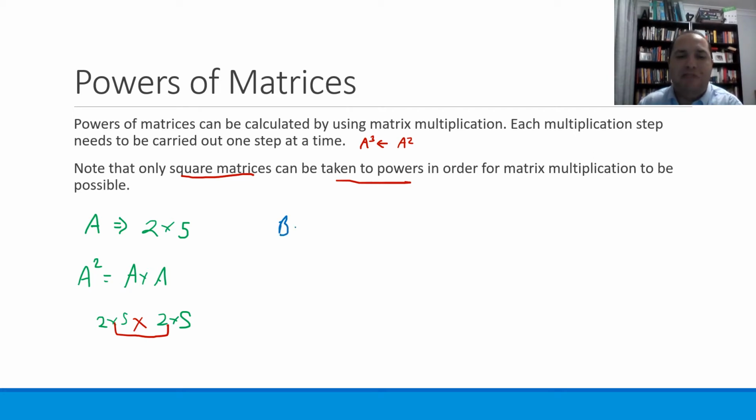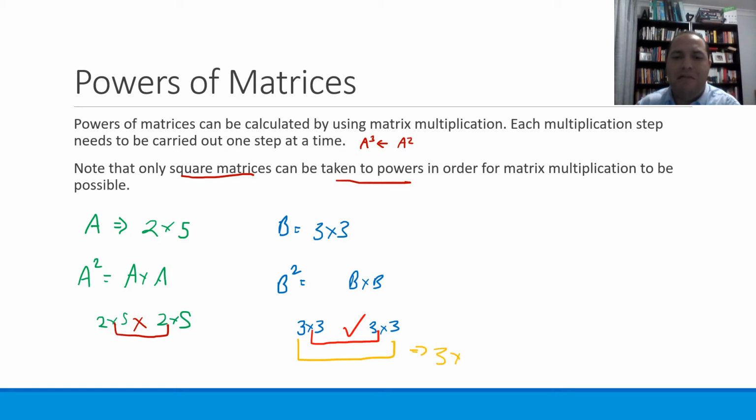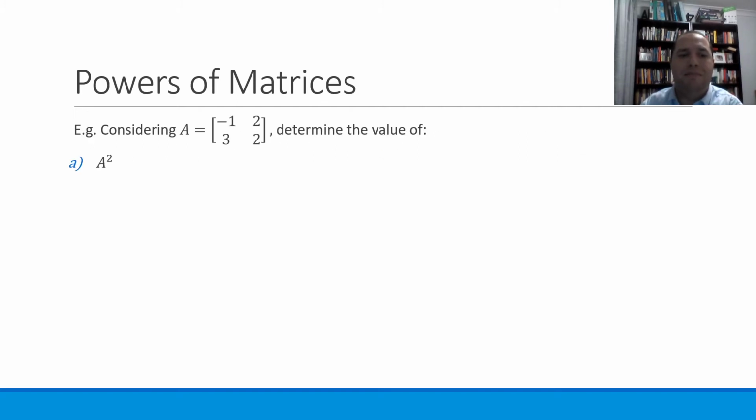Let's say we have another matrix B, which is 3 by 3. B squared is the same as B times B. Our order will be 3 times 3 for our first matrix and 3 times 3 for our second, and look at that, the middle numbers are the same, so we can do matrix multiplication here. When we do it, the order of our answer is going to be 3 by 3 as well, just like the matrices we started with.